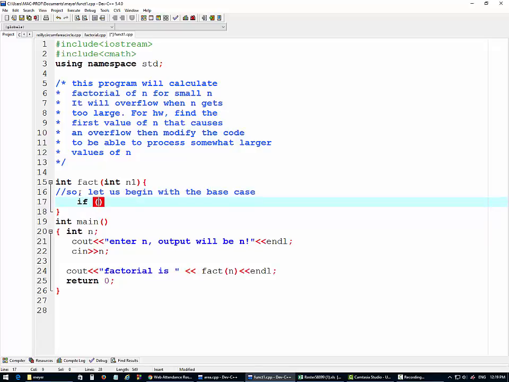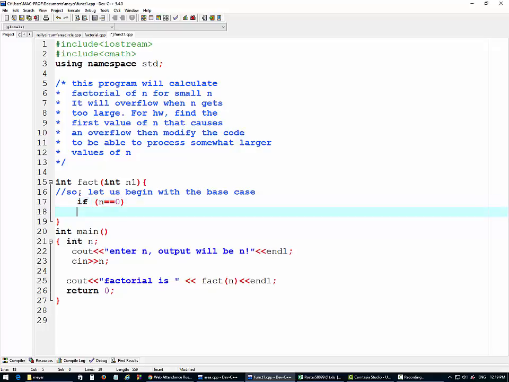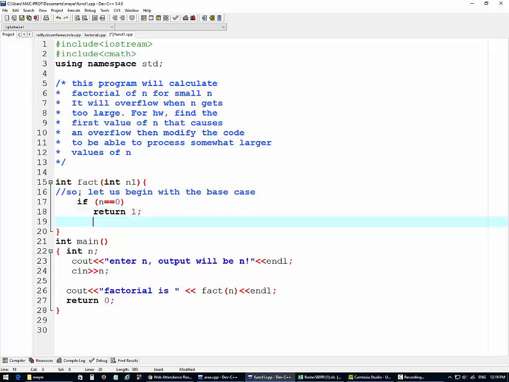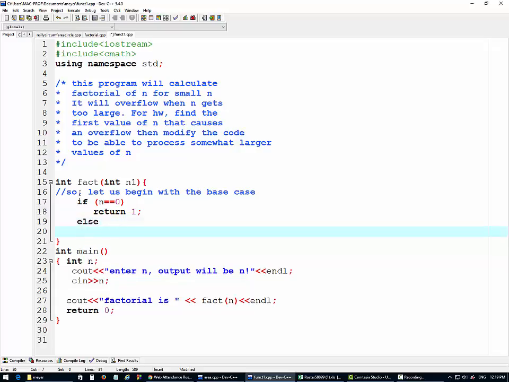So if n equal to what? What would be the base case, Rifital? 0. Yes, 0 is correct. I was writing 1. You're right, I'm wrong. All right, so if n equals 0, we return what? We know the answer is? 1. Yes. All right, otherwise, or instead of the word otherwise, we say else. And actually, we don't really need the else, but I like to put it.